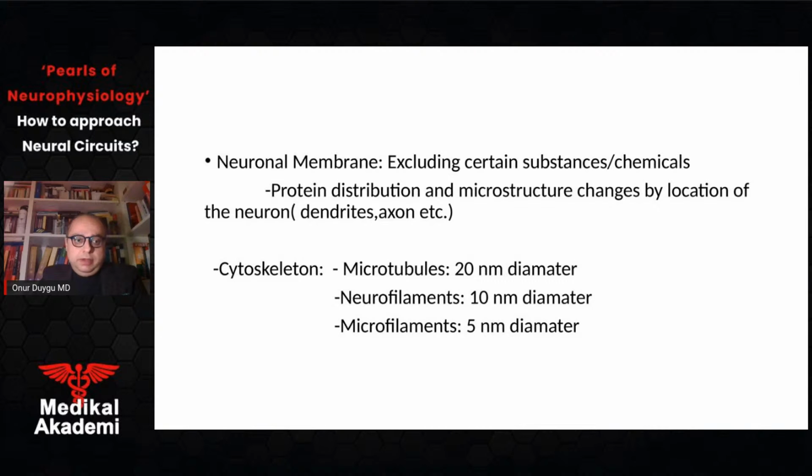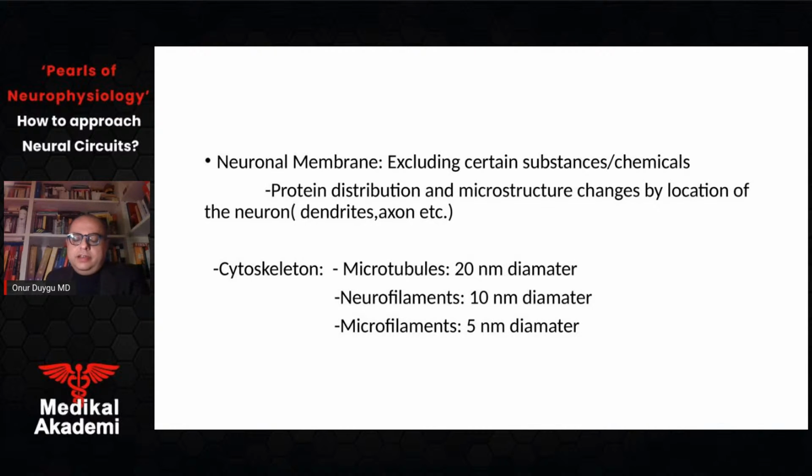How about the neuronal membrane? Another important structure here. It excludes certain substances and chemicals in order to keep the shape of the membrane and protect the internal structures or organelles. It has protein distribution and microstructures specific to neural cells, but it changes by location, like dendrites and axon, any kind of neuronal area.